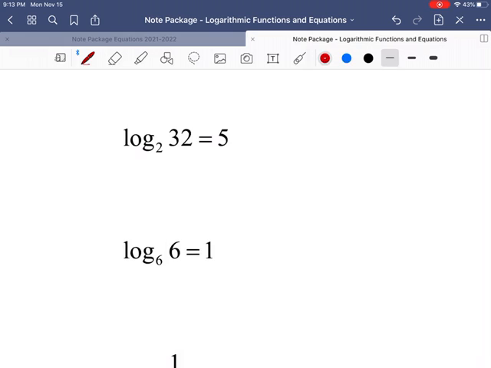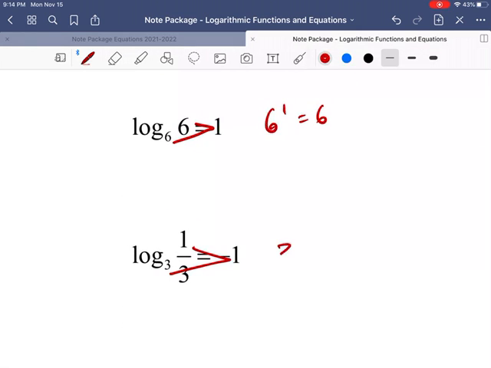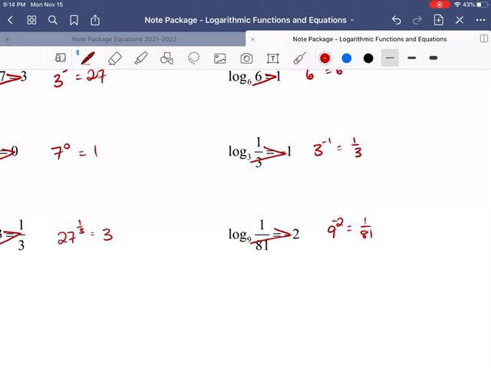Start at the base, 2 exponent 5 equals 32. Start at the base, 6 to the 1 equals 6. Start at the base, 3 to the negative 1 equals 1/3. Start at the base, so 9 to the, oops, negative 2, there we go, equals 1/81. Awesome.